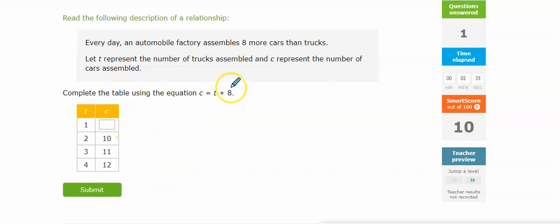So if I plug in a 1 for the T, then I'll find out what C is here. You can see that all of these had 8 added to them to get the C. So that's what I would do here too. Add 8 to 1, and it would be 9.